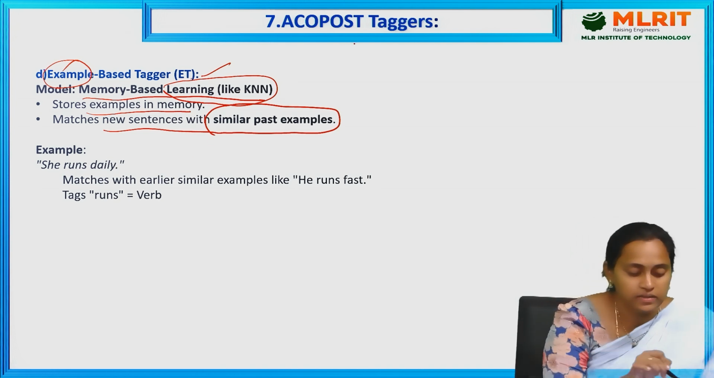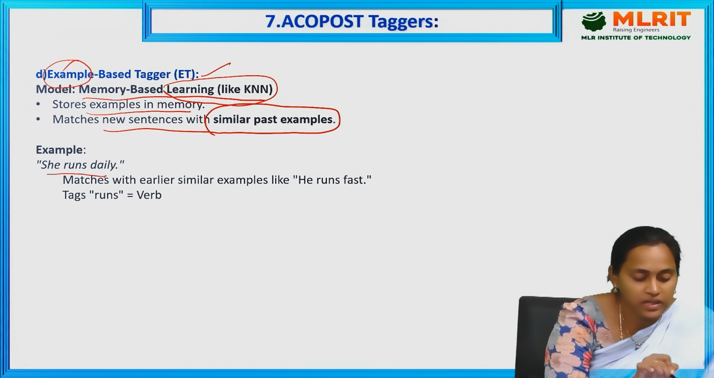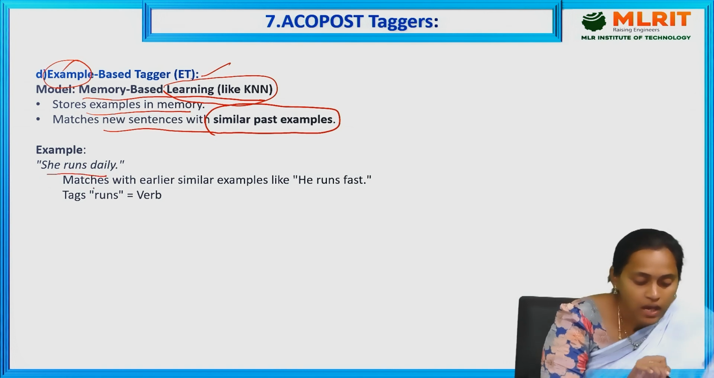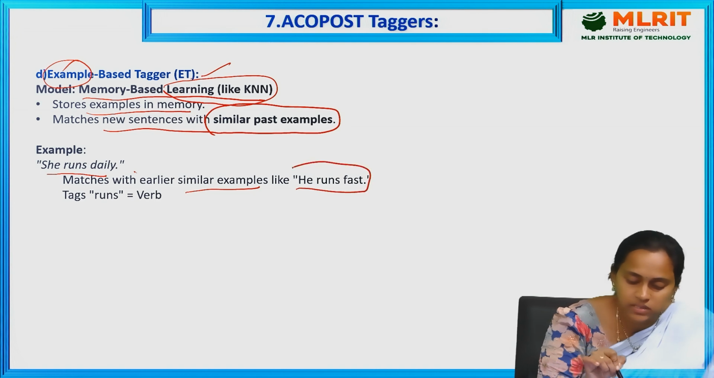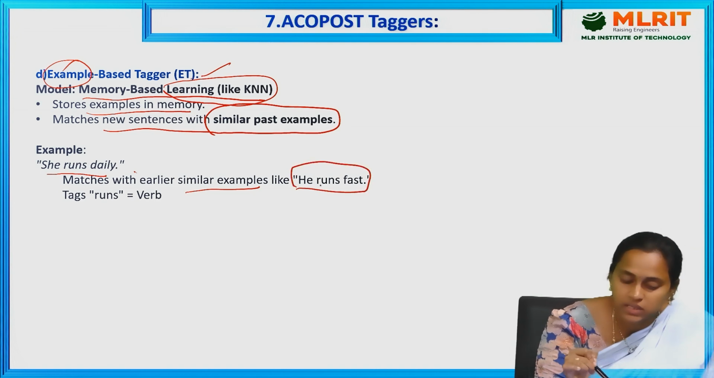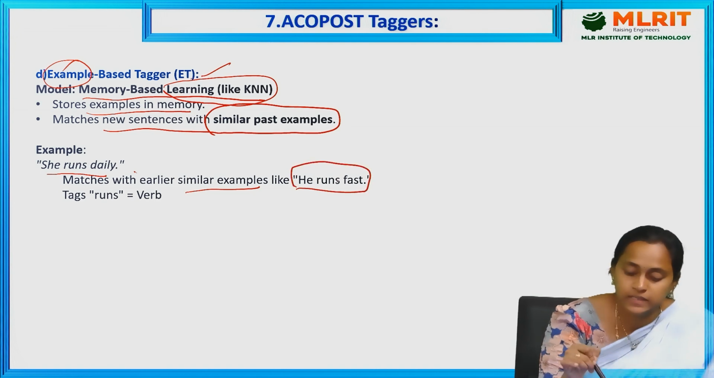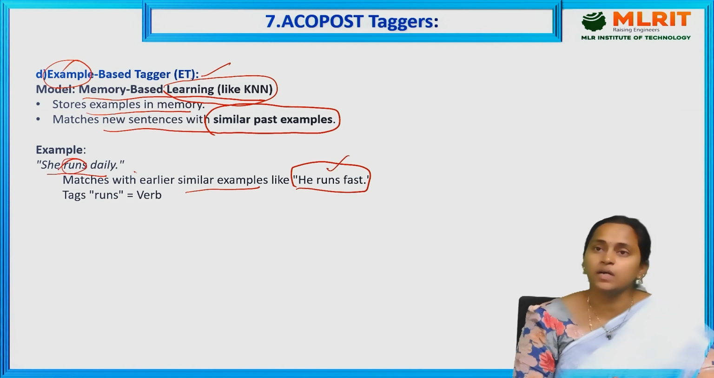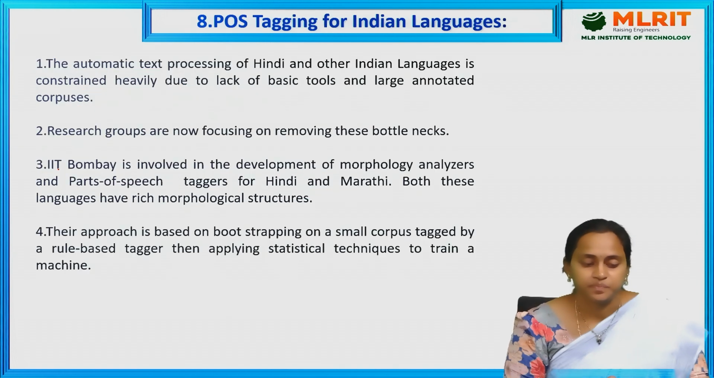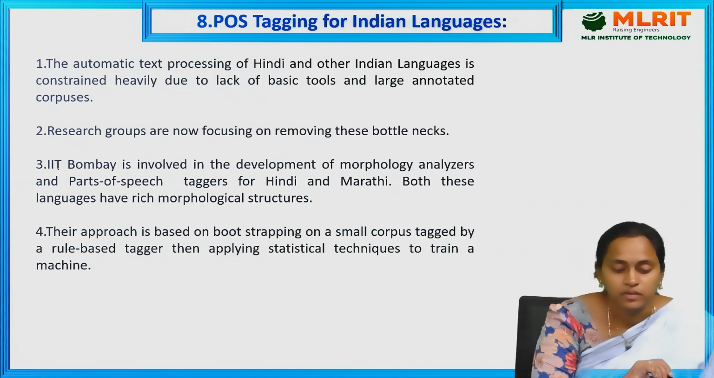Echo POS taggers. See the example here. She runs daily, right? Here it matches with an earlier similar example like he runs fast. That means the previous database, the memory based learning, contains the sentence he runs fast. So it automatically checks that runs is a verb and allocates the POS tag verb. This is the meaning of Echo POS, right?